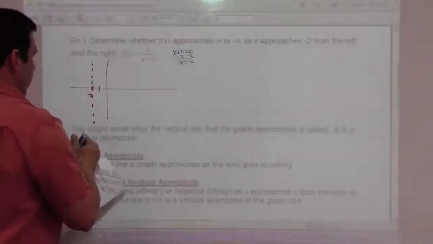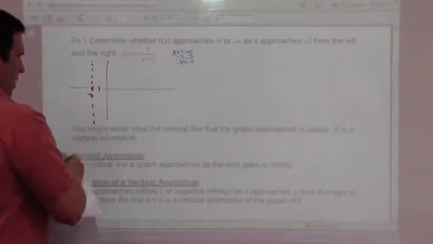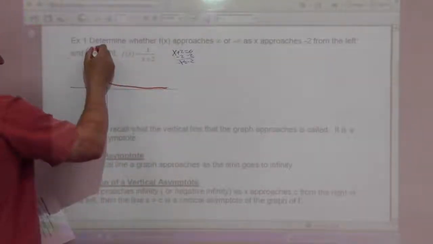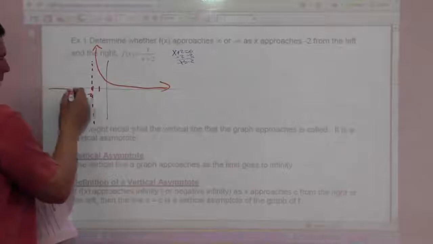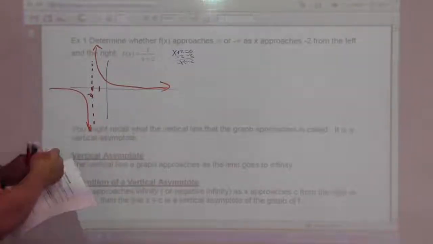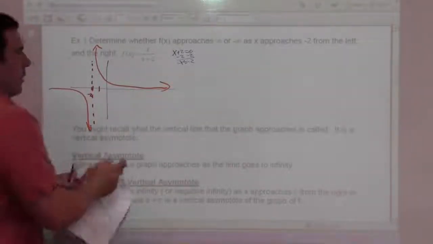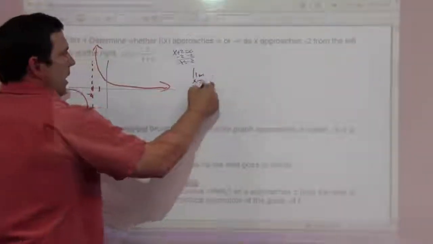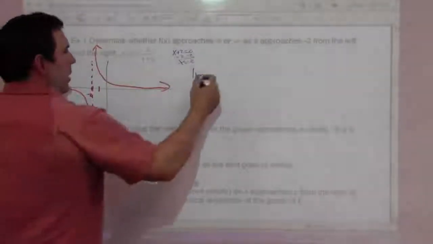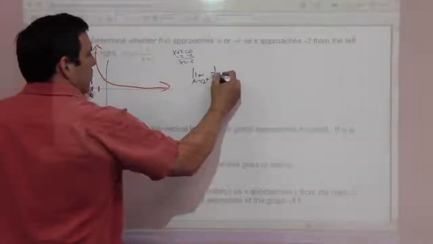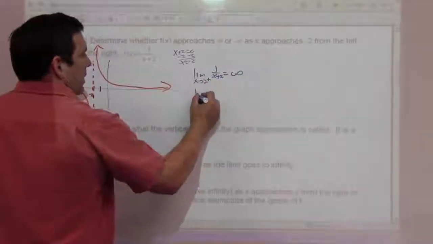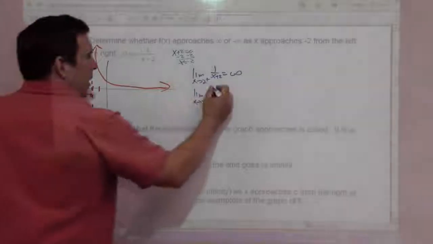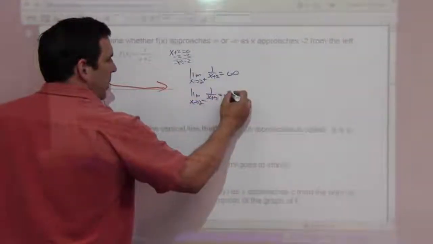The way this graph is going to appear, as you approach it from the right, it's going to go up, up, up, up, up like that. From the left, it's going to go down. So our limit as x approaches negative 2 from the right side, remember that plus from 1.4, of 1 over x plus 2 is going to be infinity. Whereas the limit as x approaches negative 2 from the left side, we're talking about this case, of 1 over x plus 2 is going to be negative infinity.